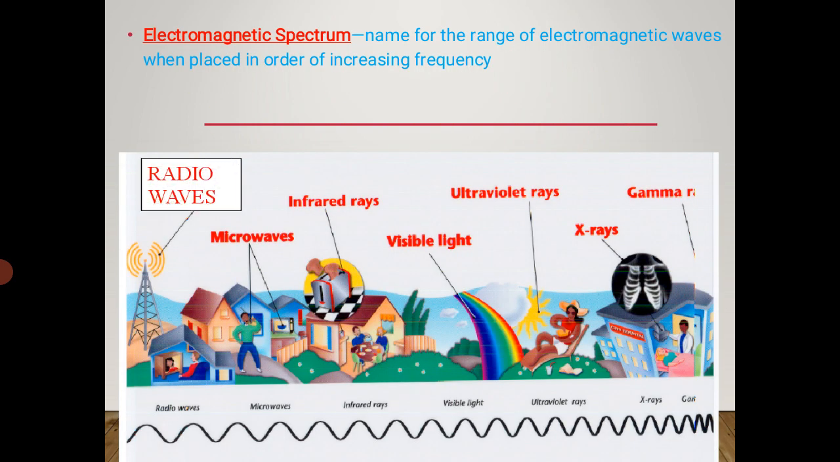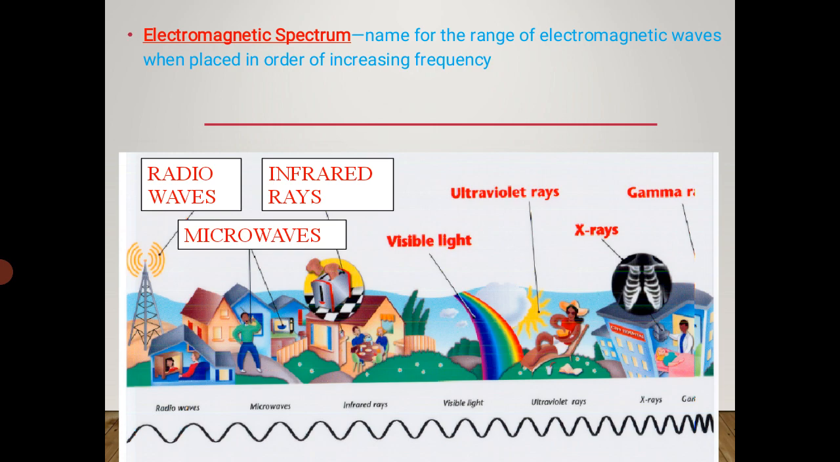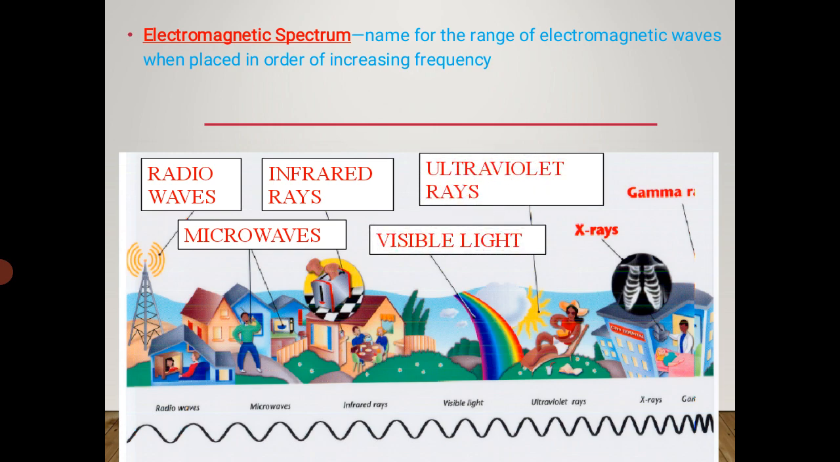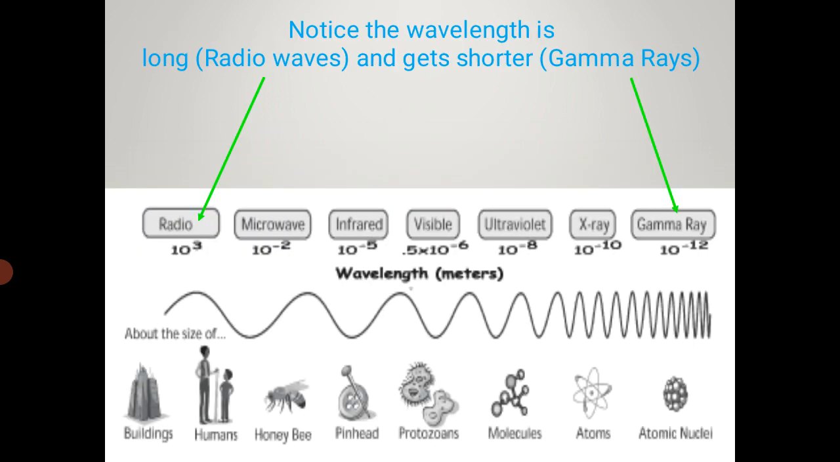Increasing frequency. First one is radio waves, microwaves, infrared rays, visible light, ultraviolet rays, X-rays and gamma rays. The behavior of electromagnetic wave in a substance depends on its frequency or wavelength. You can see wavelength of radio waves is larger than gamma rays.